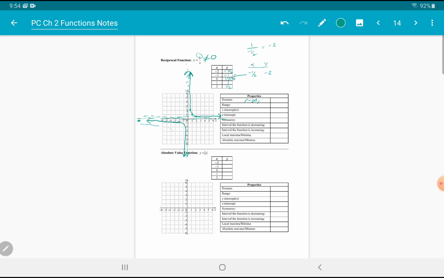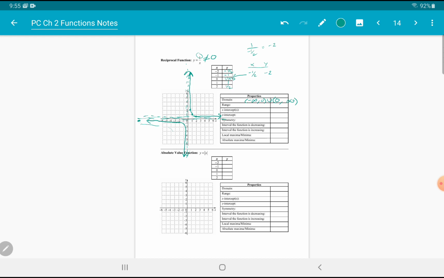Negative infinity to 0, union, and then where do we start? We start back at 0, don't include 0, and work your way over towards infinity on the other side. Okay, so this is basically saying that the domain is all x values, all real numbers, except 0. You just can't include the 0 value.